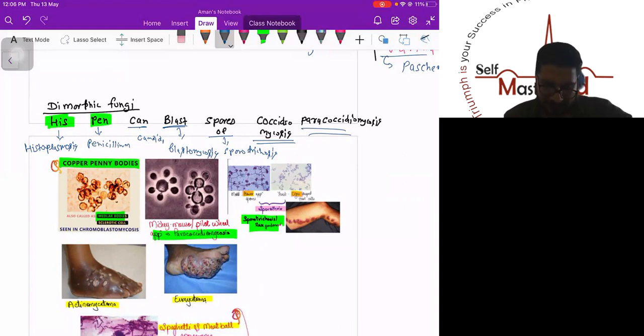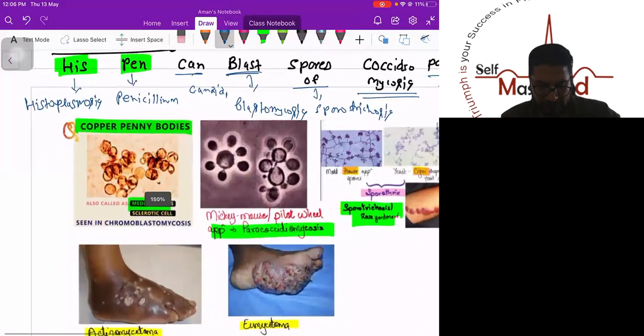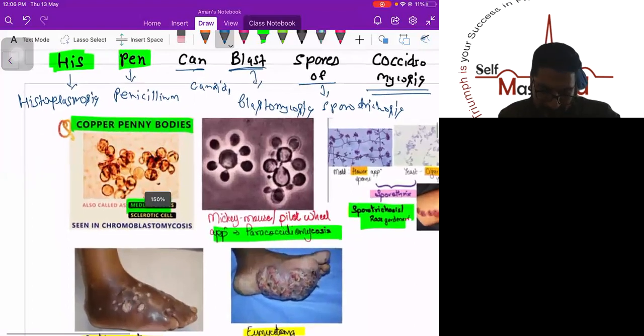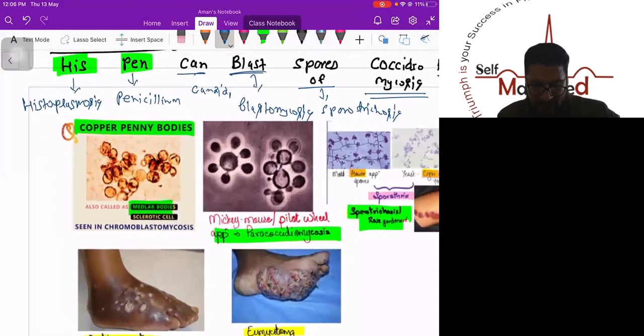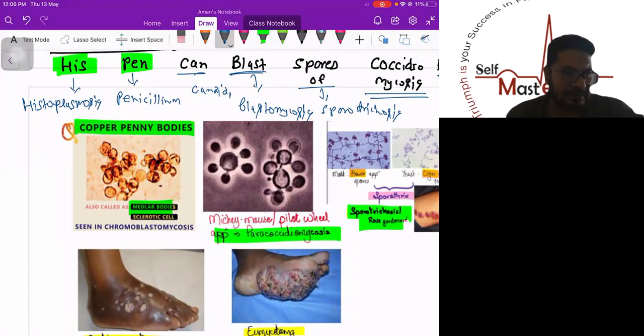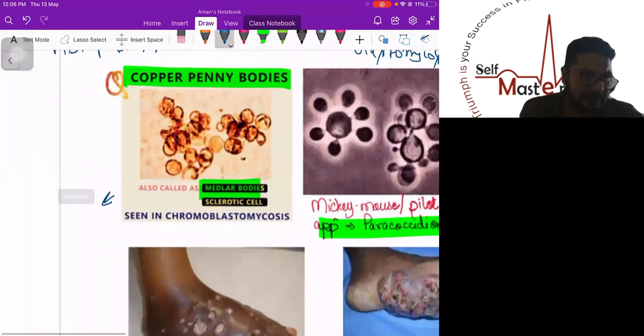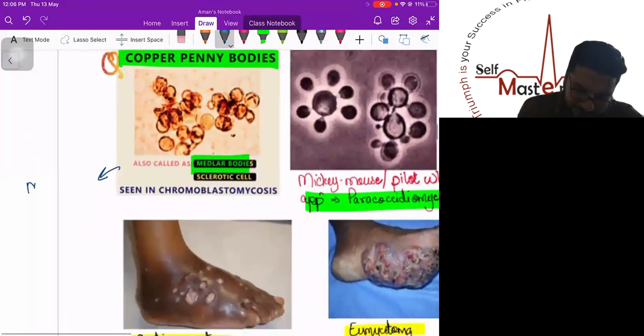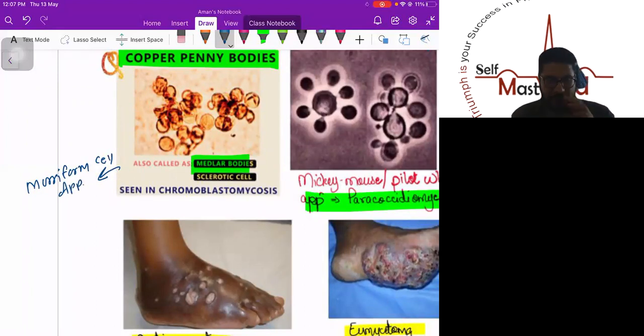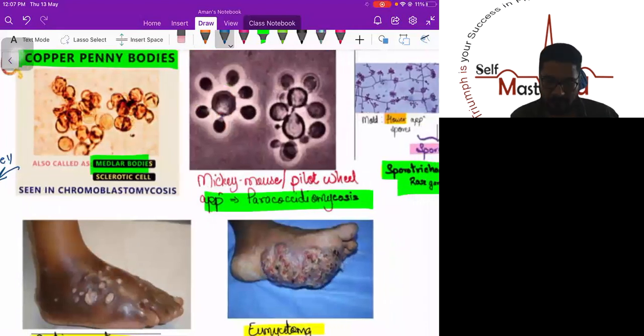The first one I'm having is chromoblastomycosis. In chromoblastomycosis, you will see copper penny bodies, medlar bodies and sclerotic cells. Sometimes they can also ask a question on the appearance in chromoblastomycosis; we call this muriform cell appearance. Examples are Phialophora and Cladosporium. These are examples of chromoblastomycosis.